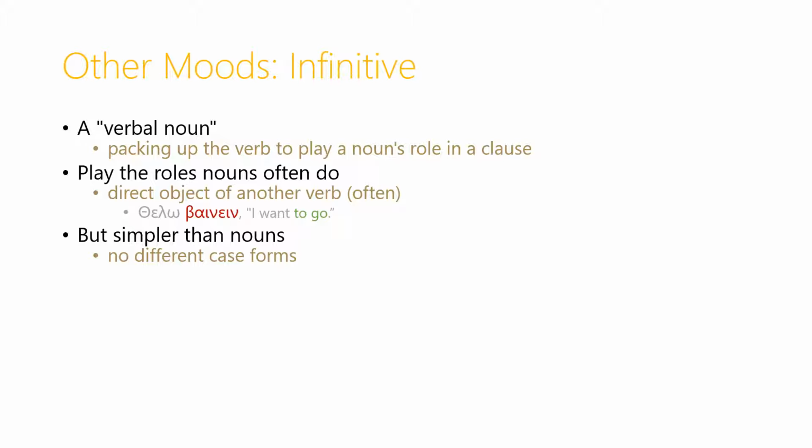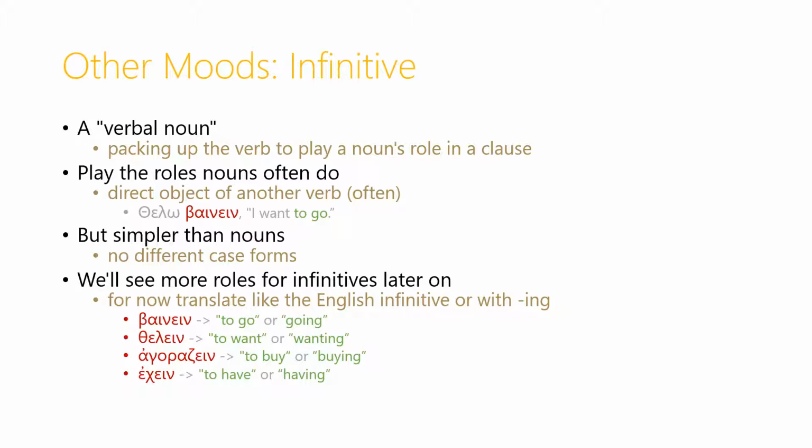Infinitives, though, are simpler than nouns. There are no different case forms. We'll see more roles for infinitives later on, but for now, translate them like the English infinitive, with -ing or with "to." So iénai is to go or going. Thelein is to want or wanting. Agoradzein is to buy or buying, and echein is to have or having.